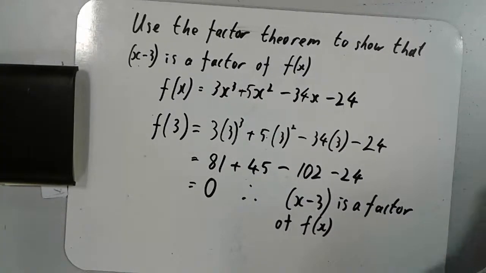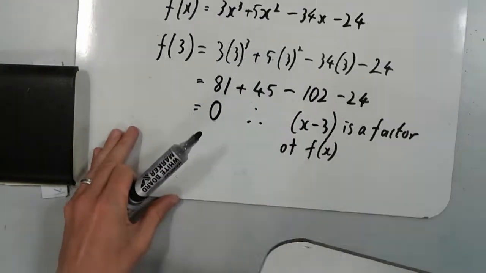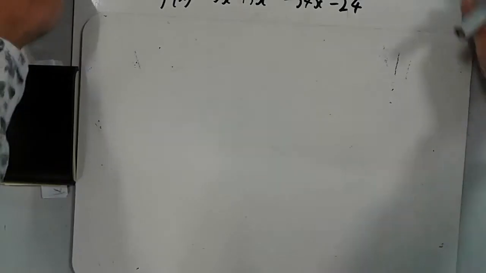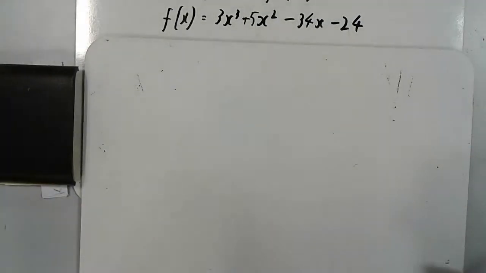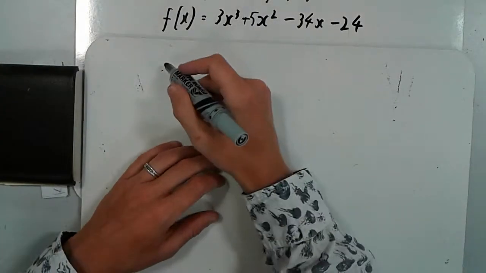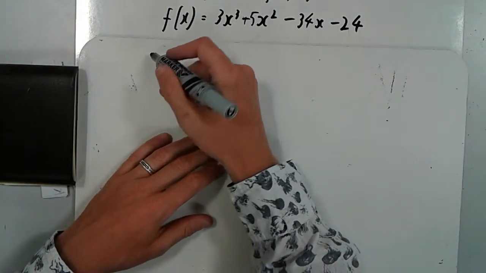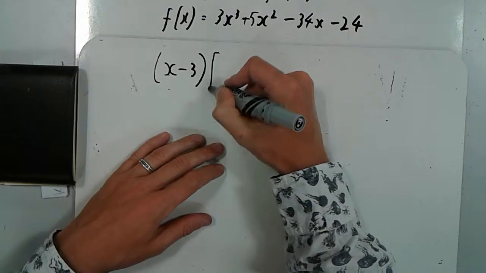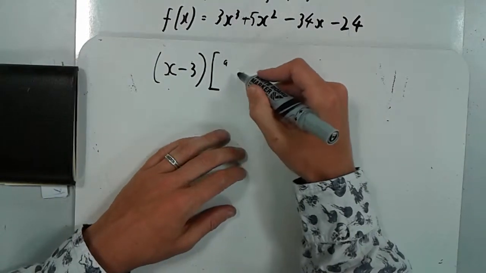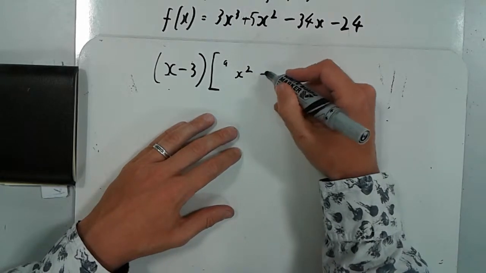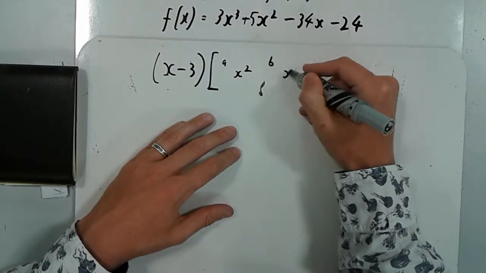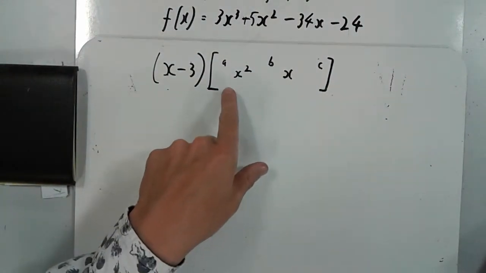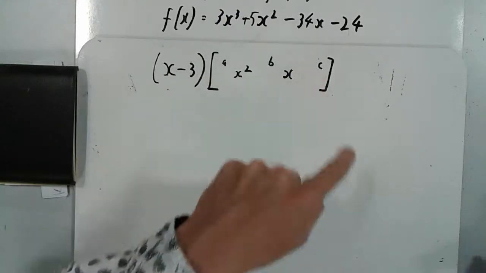We know that it's a factor. We may want to sketch it, but so far we only know one factor. So let's just carry on. Let's just move that so that we can still see the original function. So again, we're going to factorise this using equating coefficients. We know that one factor is x minus 3. And we know that we're going to have some quadratic for the rest of this. We're going to equate the coefficients to figure out what these a, b and c are.